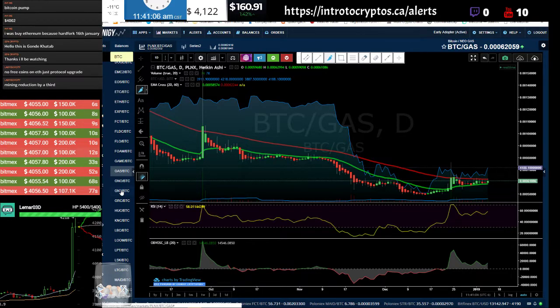Just no free coins on Ethereum, just a protocol upgrade. Oh, okay. Good. Thank you. Mining reduction by 1/3.